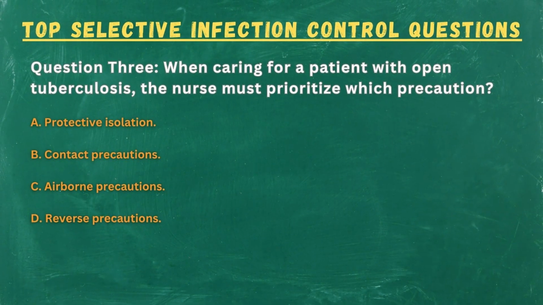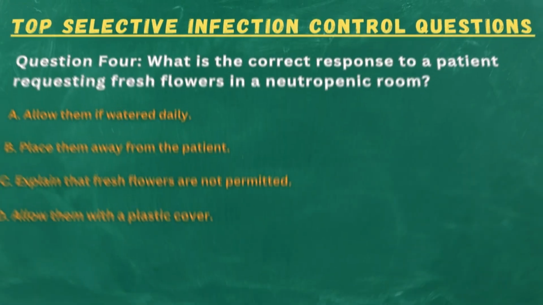Question 3. When caring for a patient with open tuberculosis, the nurse must prioritize which precaution? A. Protective isolation. B. Contact precautions. C. Airborne precautions. D. Reverse precautions. Answer. C. Airborne precautions.